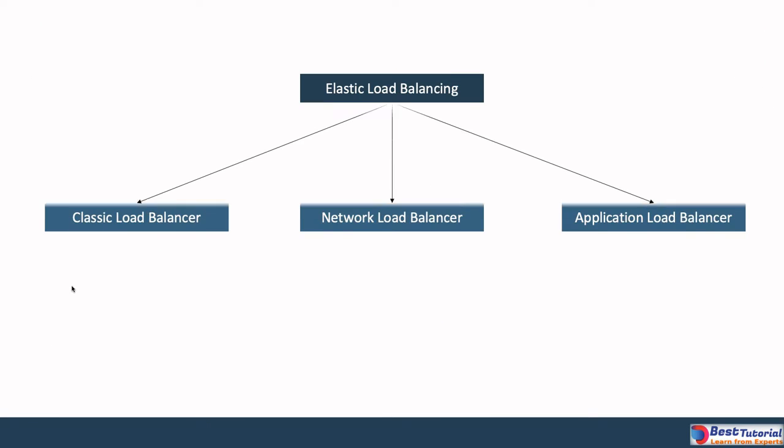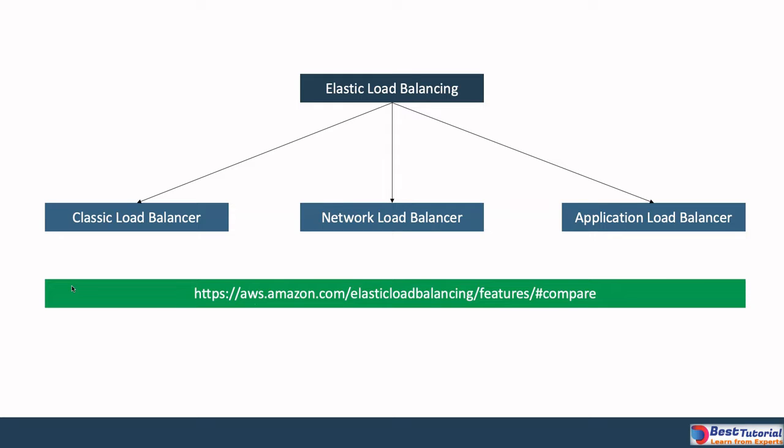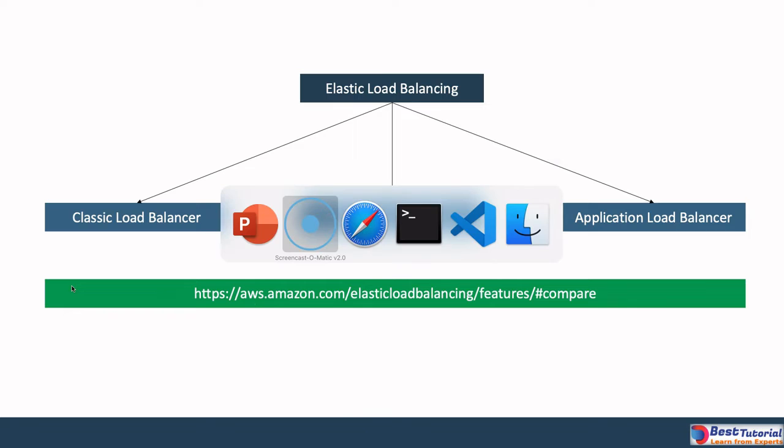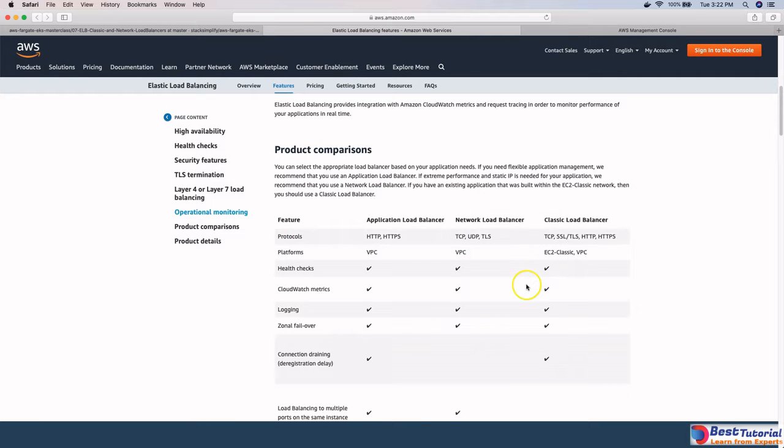In AWS, we have three types of load balancers available for providing high availability for our applications. Those are classic load balancers, network load balancers, and application load balancers. To see all these three in a feature by feature comparison, we have this link available. Instead of a slide with all these features, AWS has documented it super, so we can directly see the AWS documentation page.